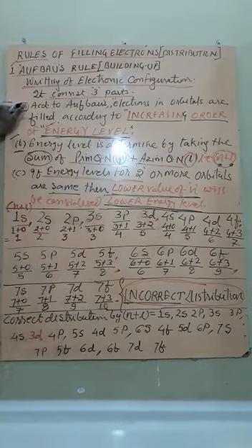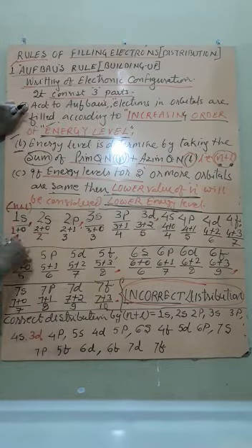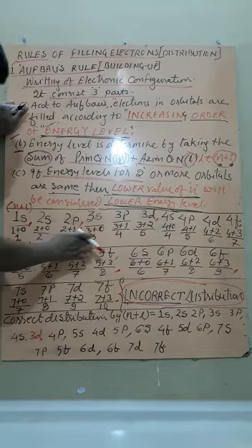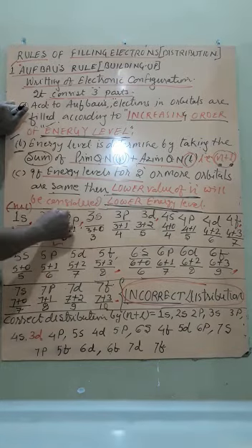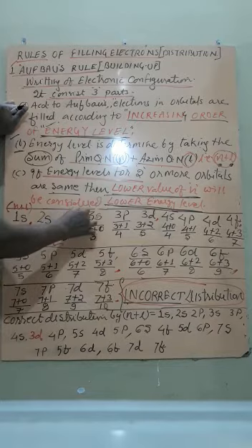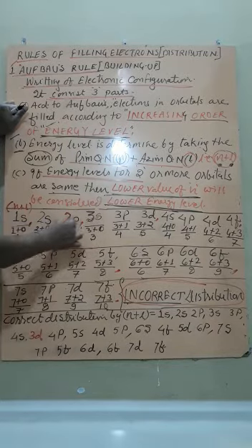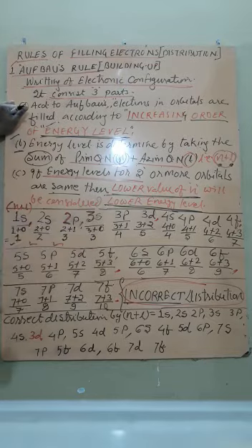So when you fill electrons in this order, it will be incorrect. Why? It is because here 1 is okay, 2 is okay, 3 is okay. But now there are two values of 3. So which will come first? The one in which the value of n is lower. So 2 is lesser than 3. Therefore 2p will fill first and 3s will fill later on.